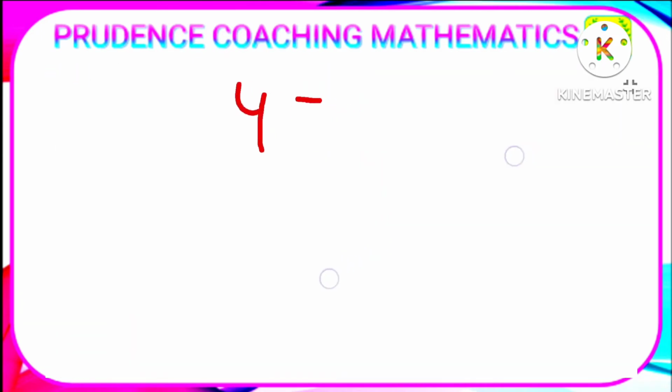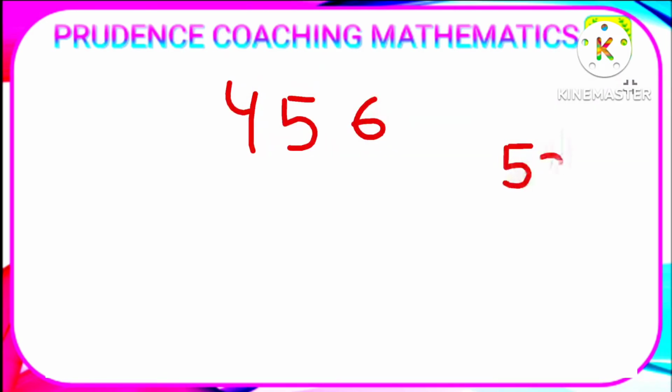So next we have 456 into 500. After 500 we have 2 zeros. So after multiplying with 5, this number we can add 2 zeros and get our answer. We need not multiply with 500. So multiply it with 5 first.